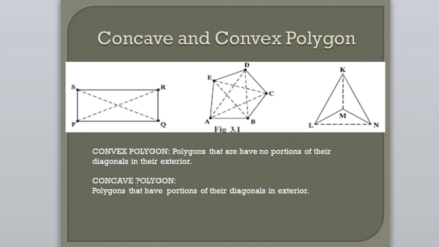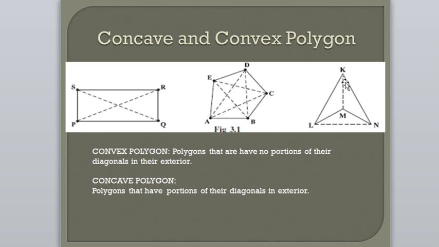Next, what is a concave polygon? Polygons that have a portion of their diagonal in the exterior. Got it? Polygons that have a portion of the diagonal in the exterior. So look at the third polygon. This polygon has 4 sides. This is K to L, L to M, M to N and N to K. So 4 sides are given here.